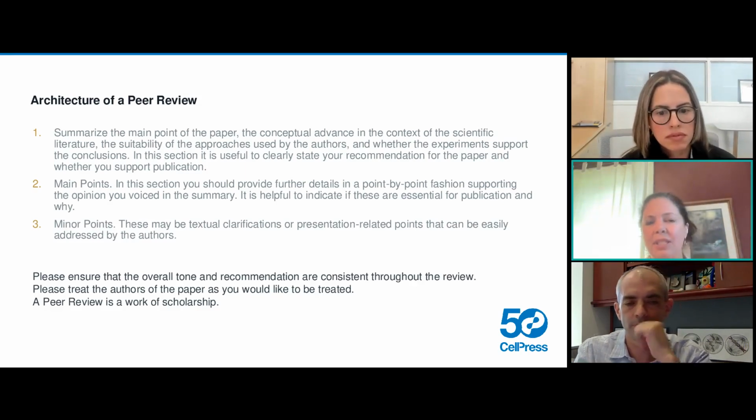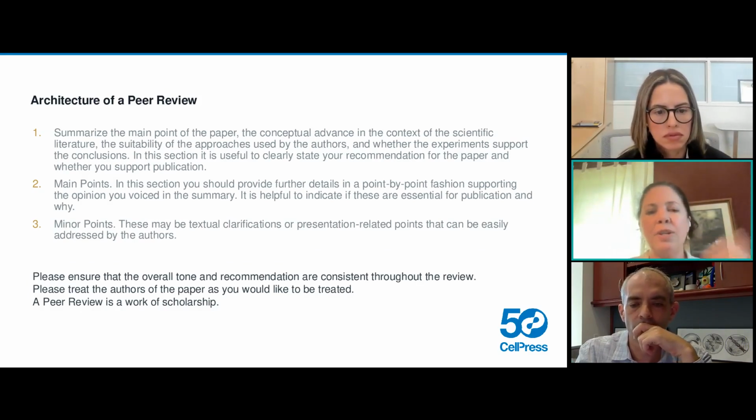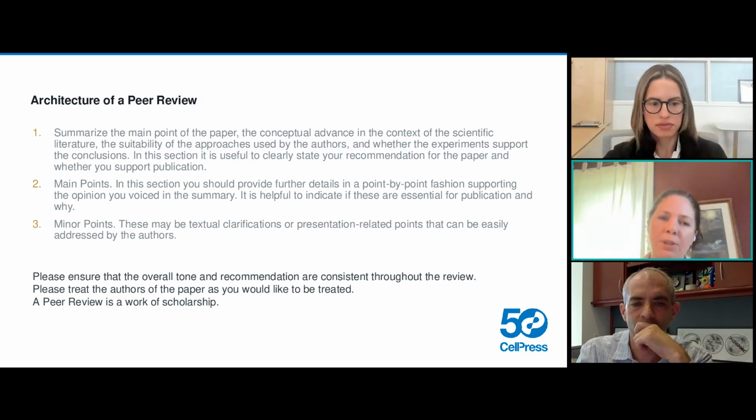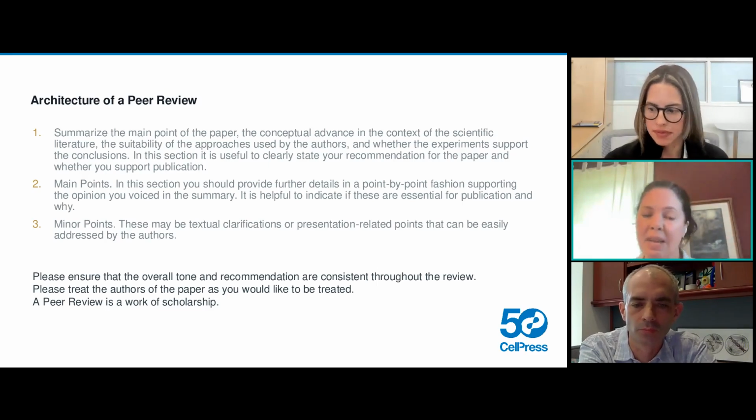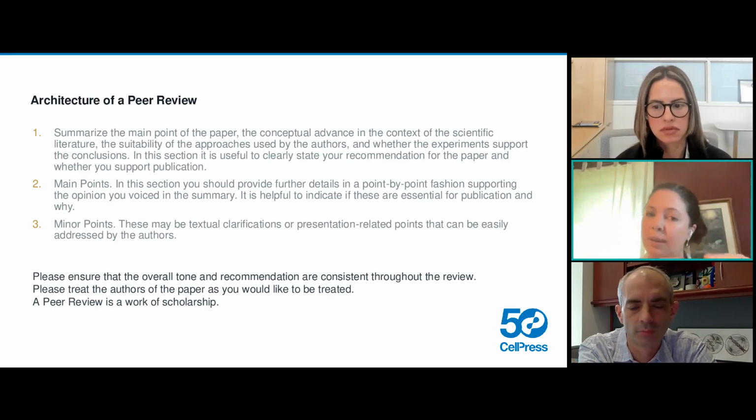And then there are a few considerations I wanted to mention that should trend throughout all of these different sections. It's really important that the overall tone and recommendation is consistent from section to section. If you make a very positive statement about a paper in the main summary, and then go on to point out what look like really fundamental criticisms in the main points, it can be confusing from an author's point of view as to what your actual opinion is about the paper. This is really very important to be aware of.